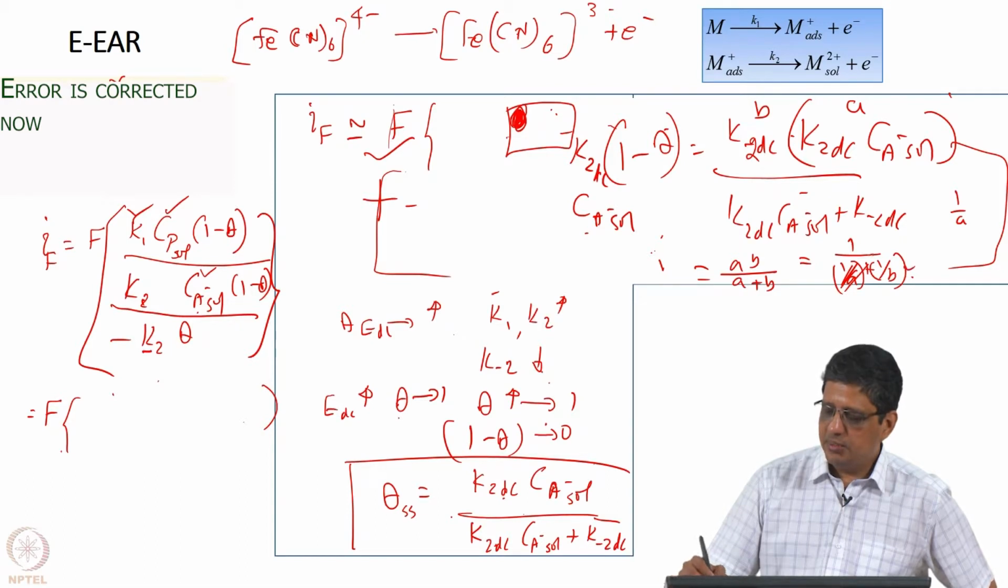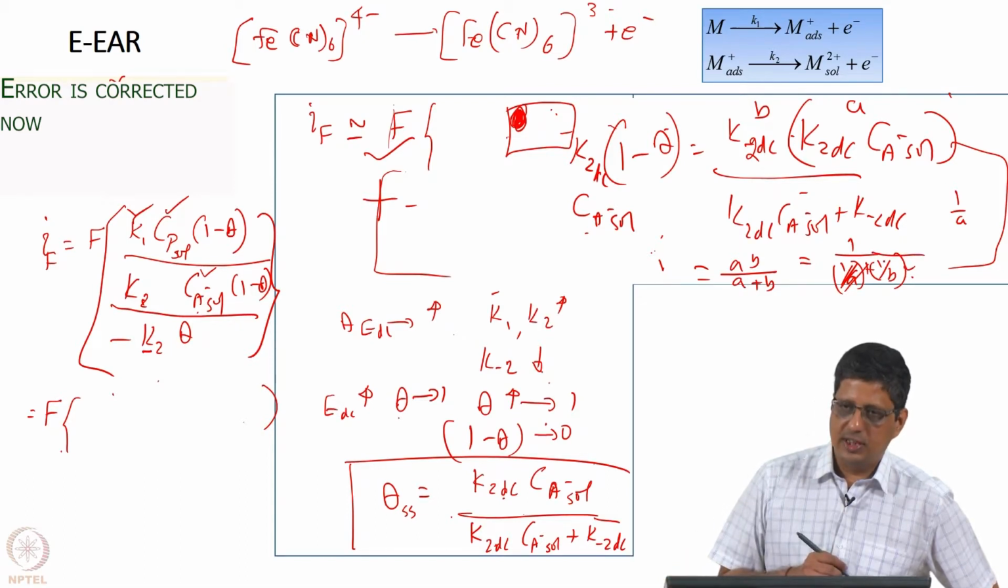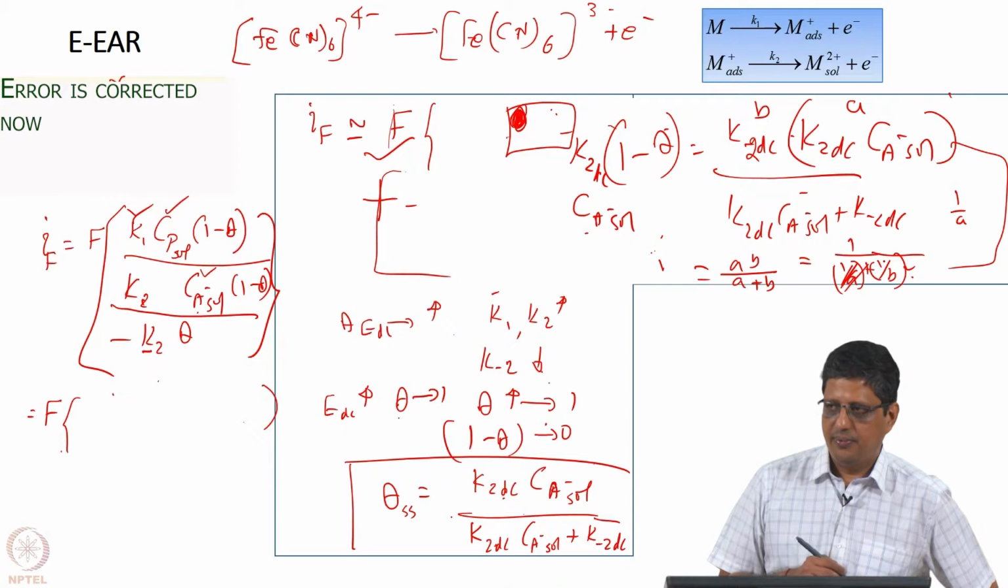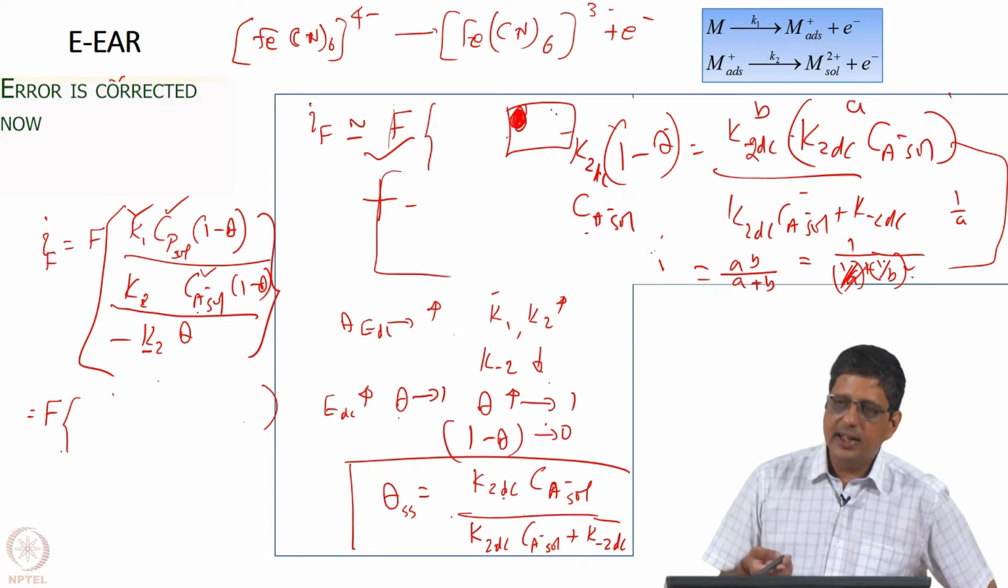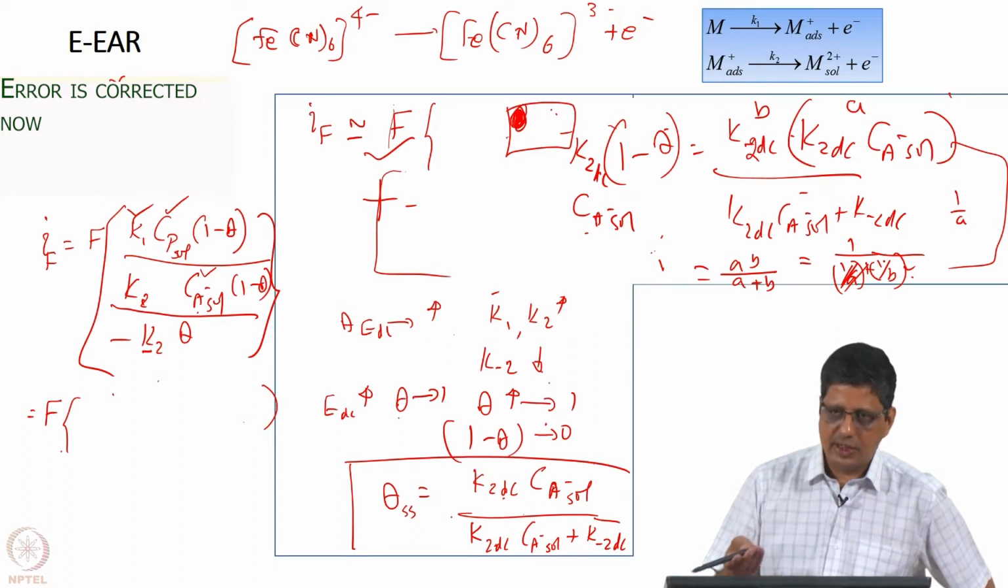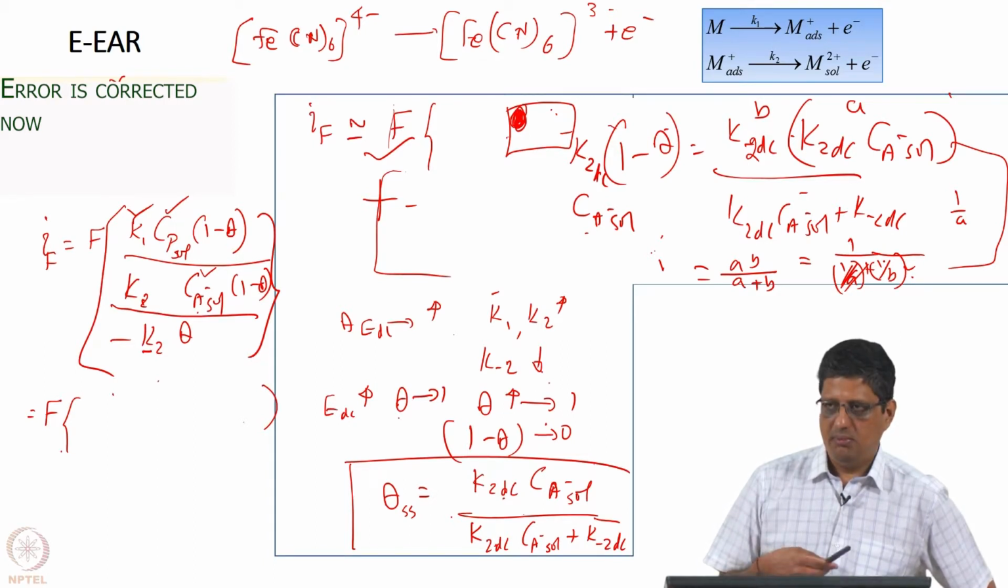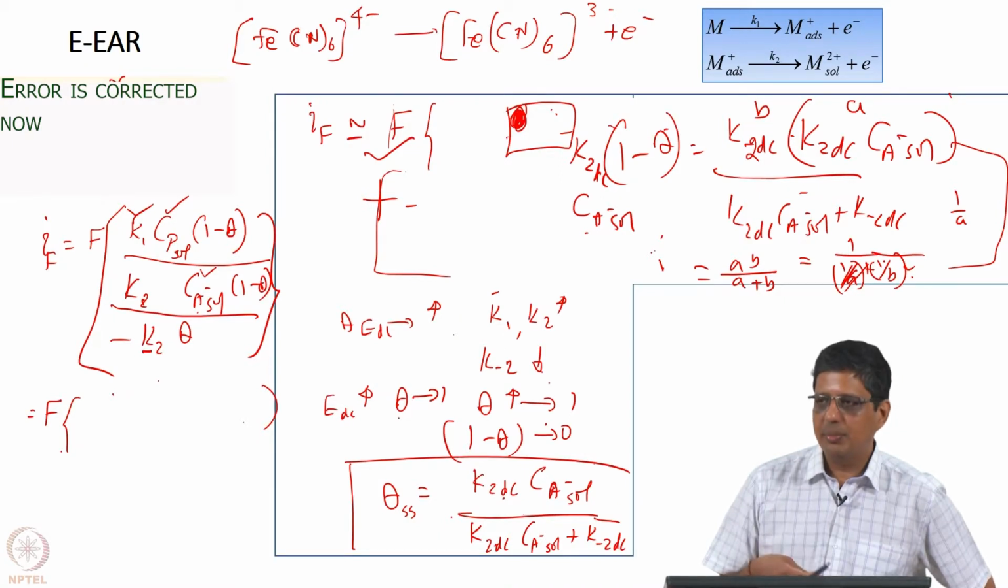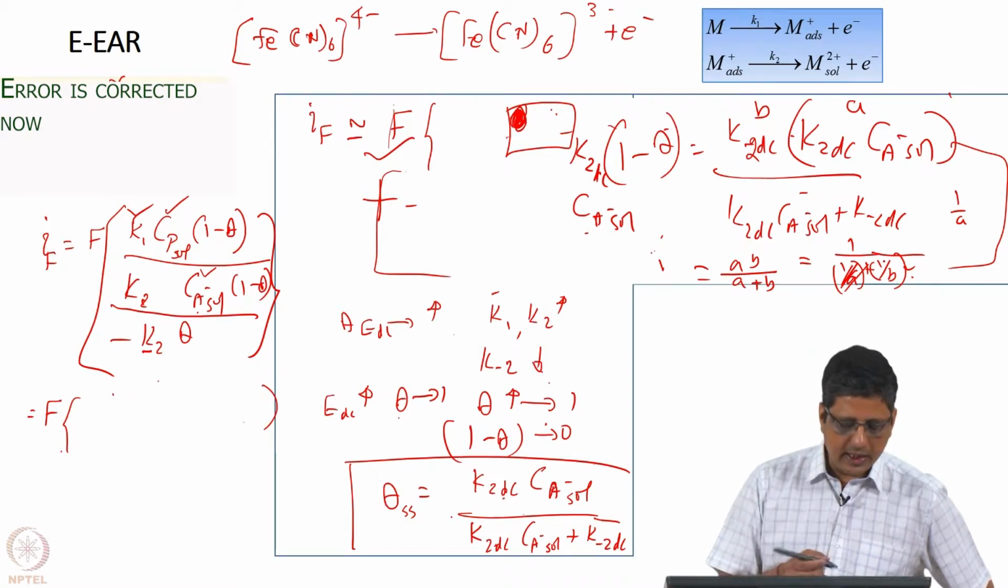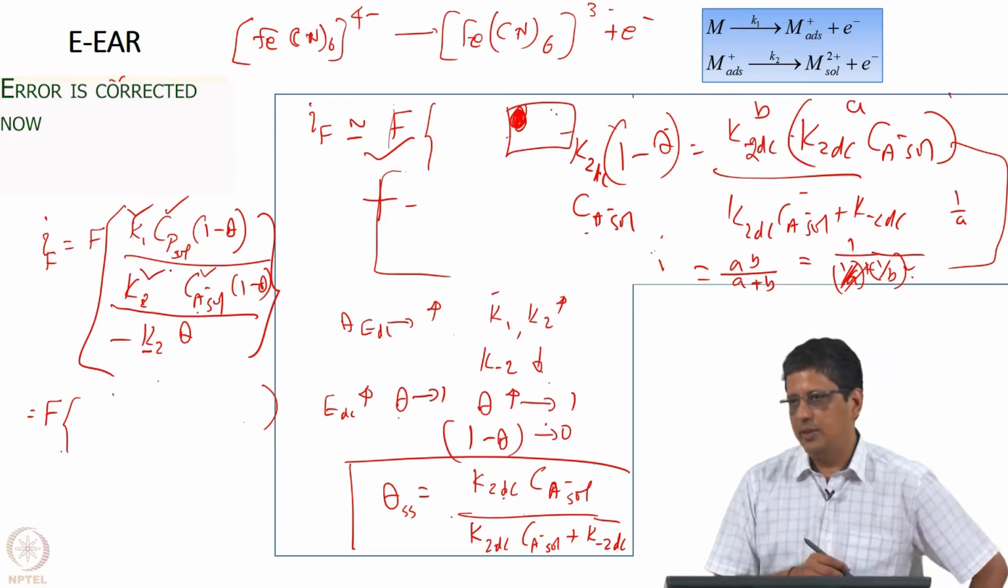So, if this is a large number, 1 by a large number is going to go towards 0. So, 1 minus theta will go towards 0. In fact, for any realistic parameter value, K2 has to be a positive number, and K minus 2 is a negative number, we would get theta going towards 1, 1 minus theta going towards 0, and the rate of the second reaction will go towards 0.